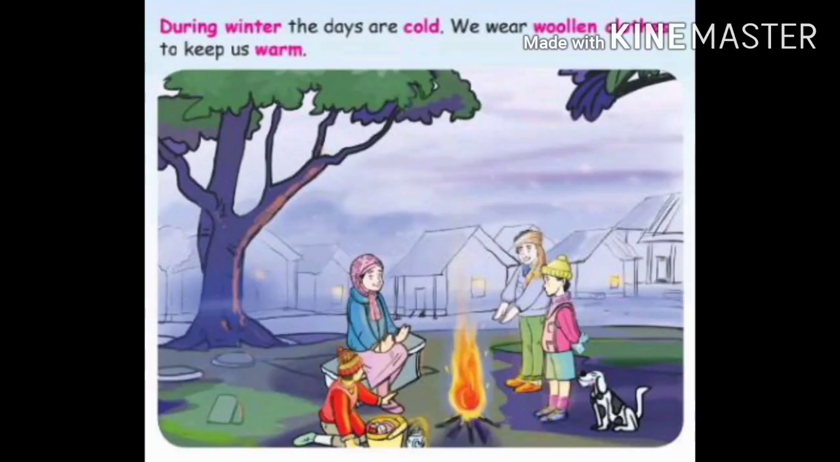Next, we will see about winter season. During winter, the days are cold. We wear woolen clothes to keep us warm. What clothes we will wear, children? We wear woolen clothes to keep us warm.